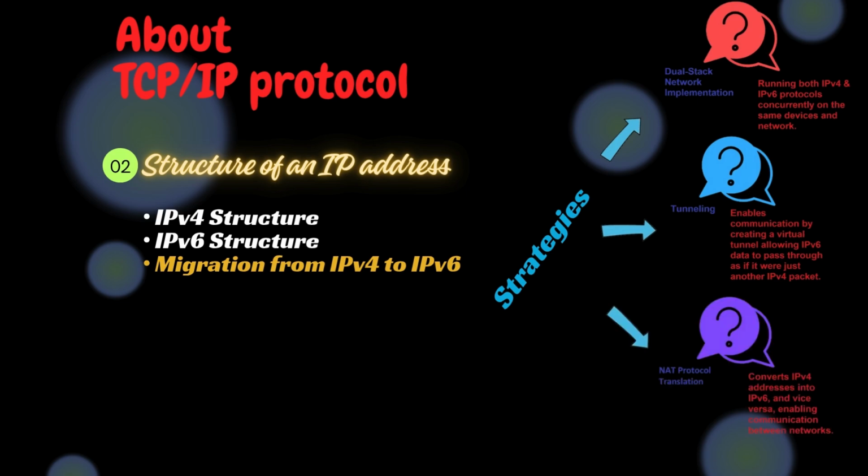NAT, or protocol translation, bridges the gap between IPv4 and IPv6 by converting packets between the two. It allows phased migration and cross-protocol communication, but may impact performance and isn't ideal for every application.